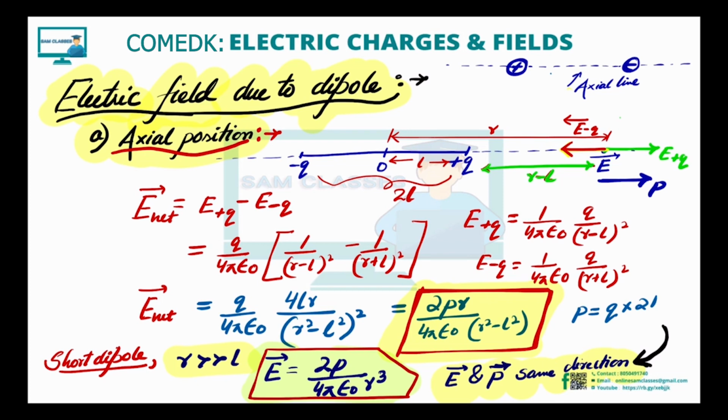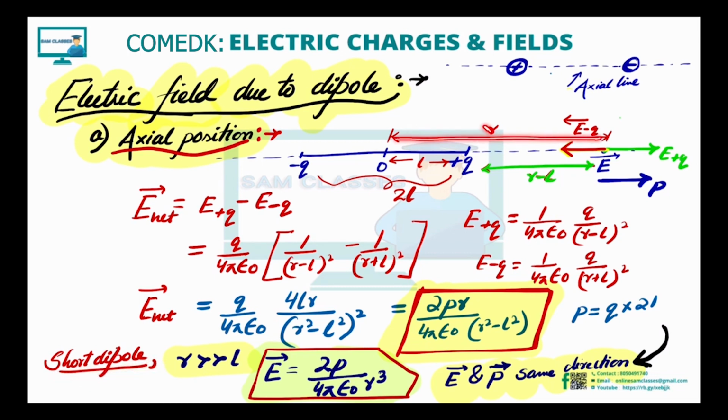Now what we have to understand in this is that E and P both are in the same direction. We know the direction of the dipole is from the negative charge to the positive charge. Here also it is the same thing. The direction of the net field is the same as that of the dipole moment. So P and E are in the same direction. This concept we'll be using to solve a lot of KCET problems.